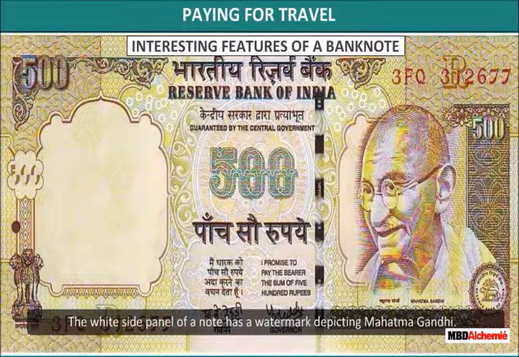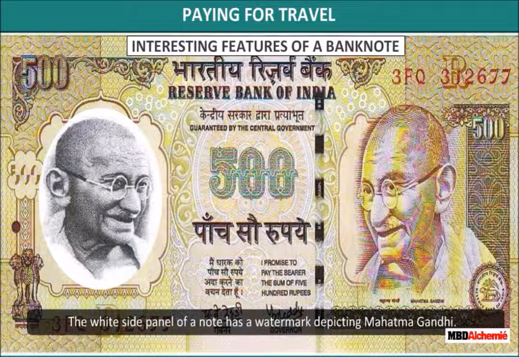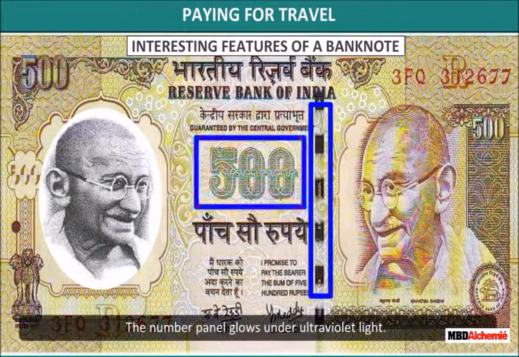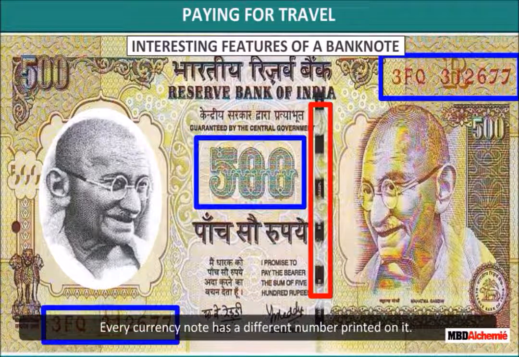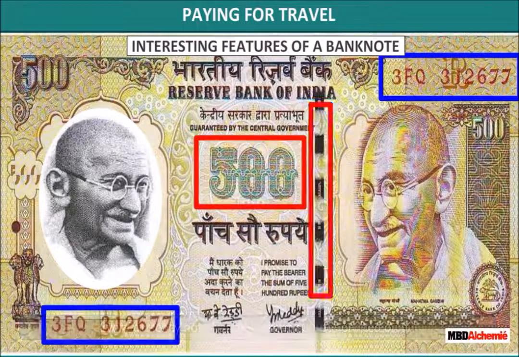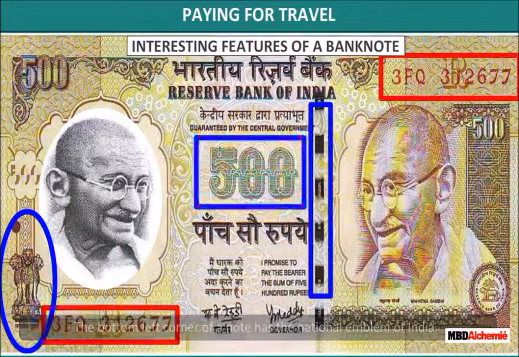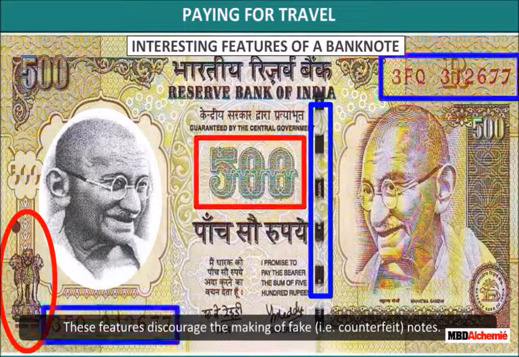Interesting features of a banknote. The white side panel of a note has a watermark depicting Mahatma Gandhi. A silver security thread band with the inscription can be seen on all notes when held against the light. The number panel glows under ultraviolet light. Every currency note has a different number printed on it. The bottom left corner of a note has the national emblem of India. These features discourage the making of fake, that is counterfeit notes.